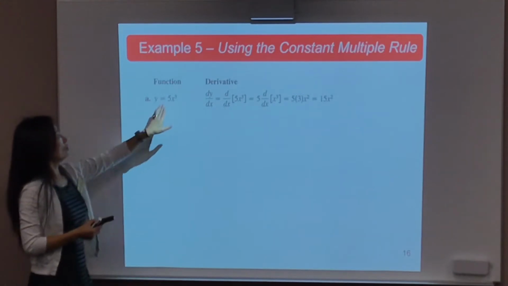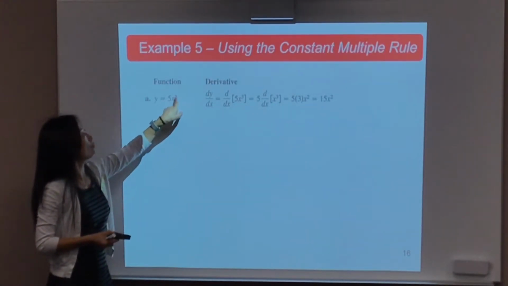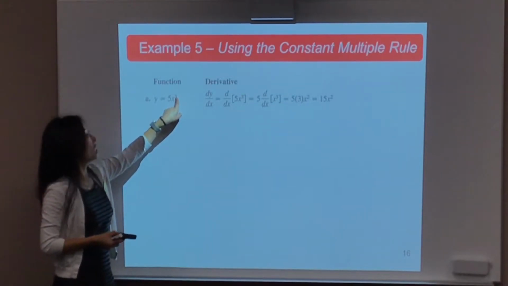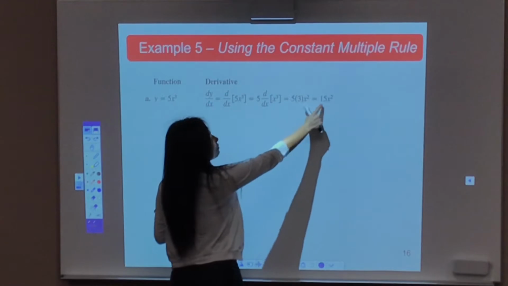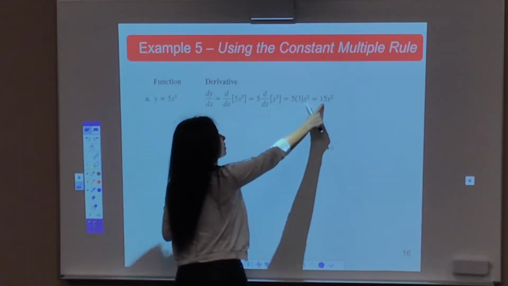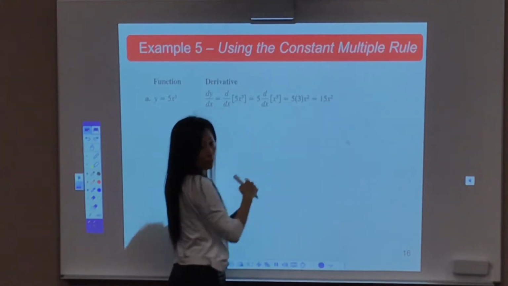So what do I do? Look, this constant really doesn't matter. So what do I do? I multiply by what? 5 with what? 3. 5 with 3 gives you what? 15. And then the 3 power becomes 1 less power. You get what? Second power.